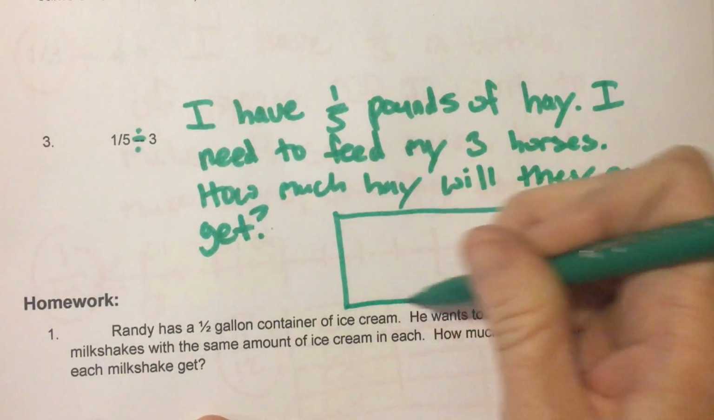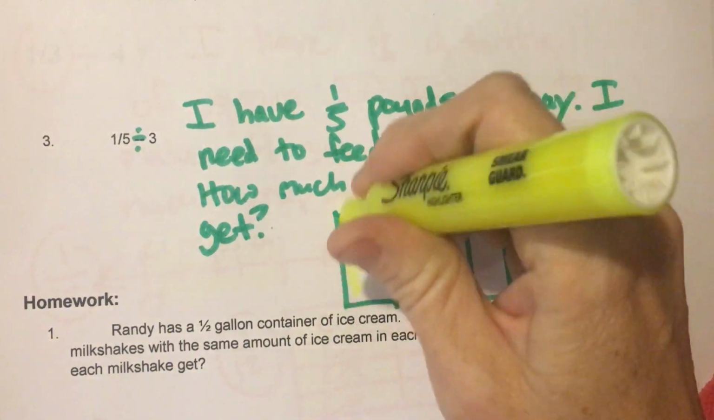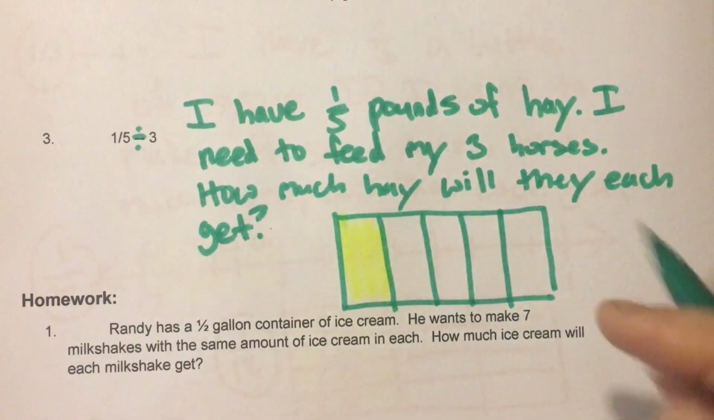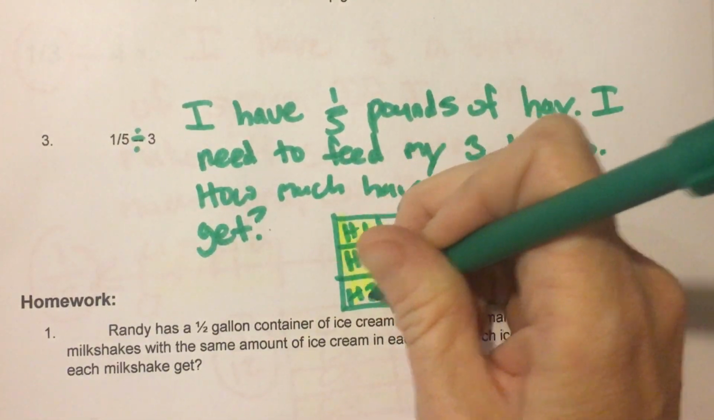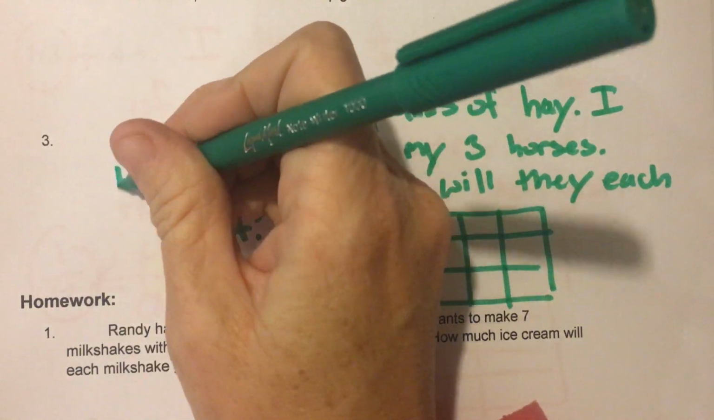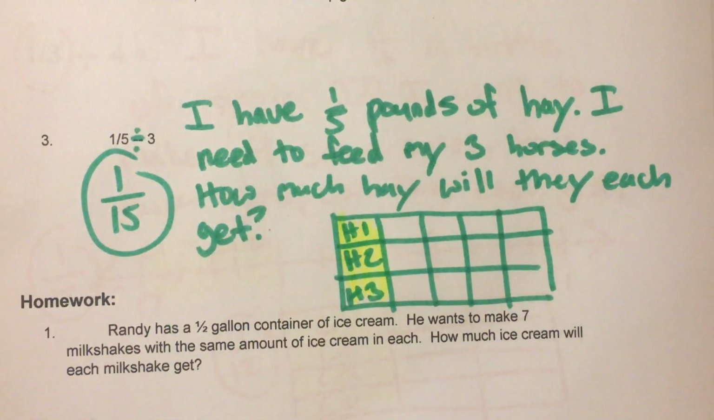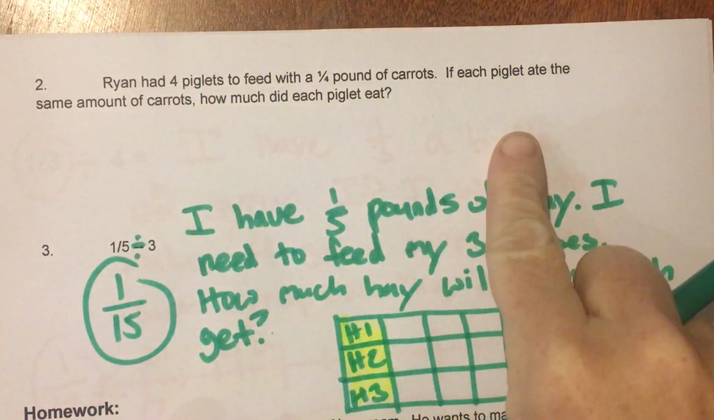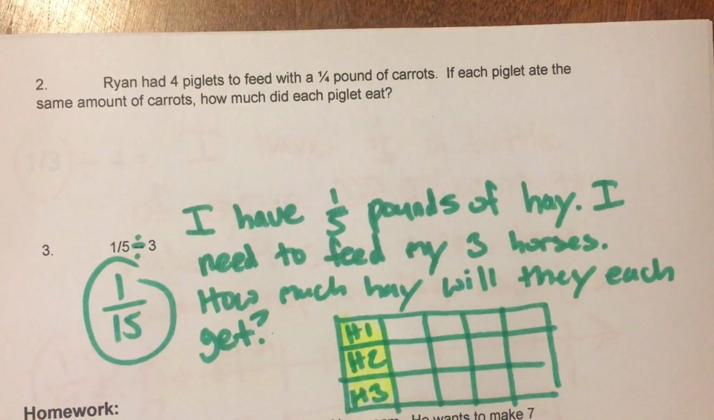Okay, so let's see. If I have 1/5 of a pound, I'm going to do my area model for this one. I have 1/5 of a pound of hay. So 1 out of 5. And let's divide it for my horses. So this could be horse 1, horse 2, and horse 3. So each horse is going to get 1 out of 15. Okay, I don't have room to do my number line, so I'm going to skip that part. Okay, so again, I kind of used this story to help me because this story was talking about feeding 4 pigs with 1/2 pound, and that's okay. You could use other stories to help you.